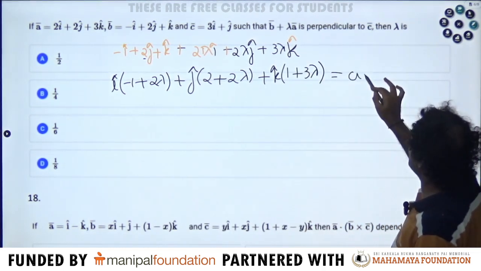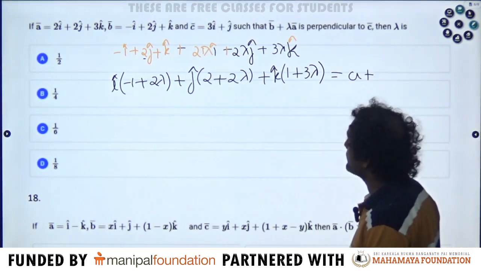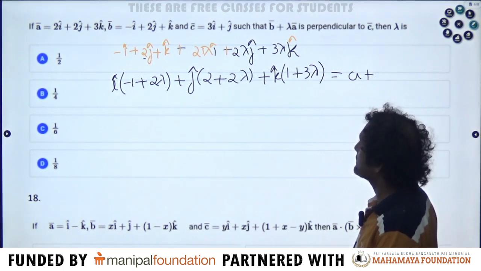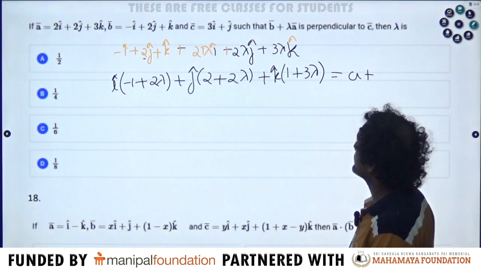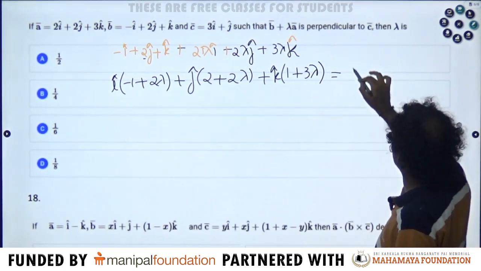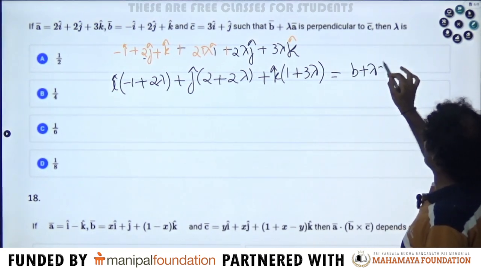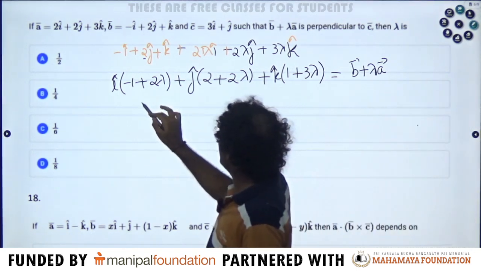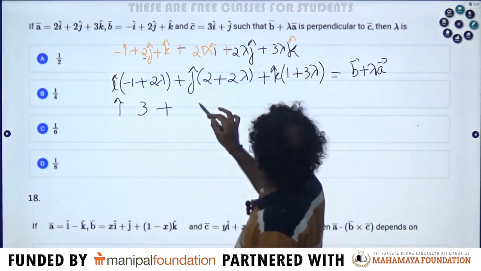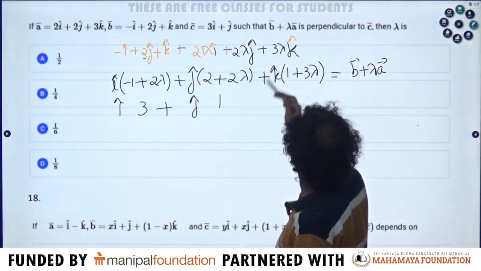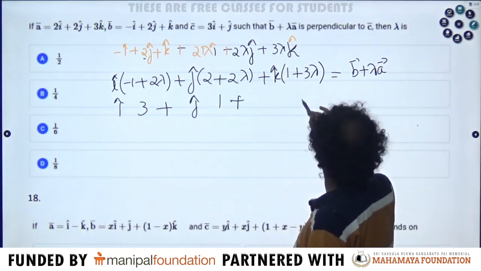This is your a plus, sorry, did I do ulta I think? b plus lambda a, illa. Correct, correct, yeah, so it is b plus lambda a. ಇದನ್ನು perpendicular with c, ಅಂದ್ರೆ correct. Below this you write 3 i cap plus 1 j cap, k ಇಲ್ಲ ಅಲ್ವಾ, so 0 k cap.